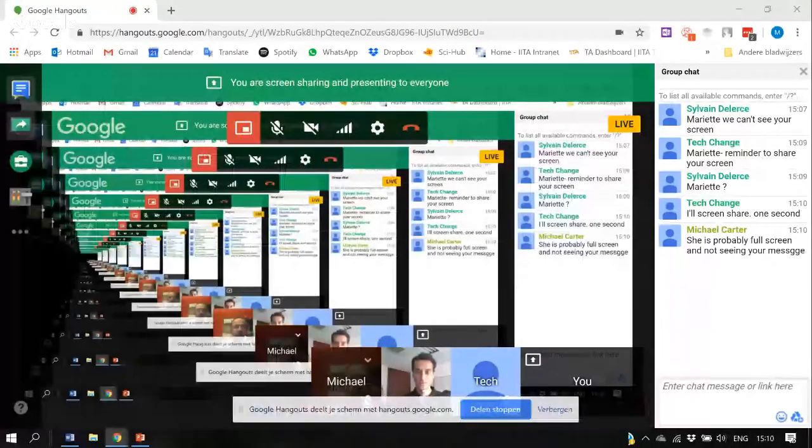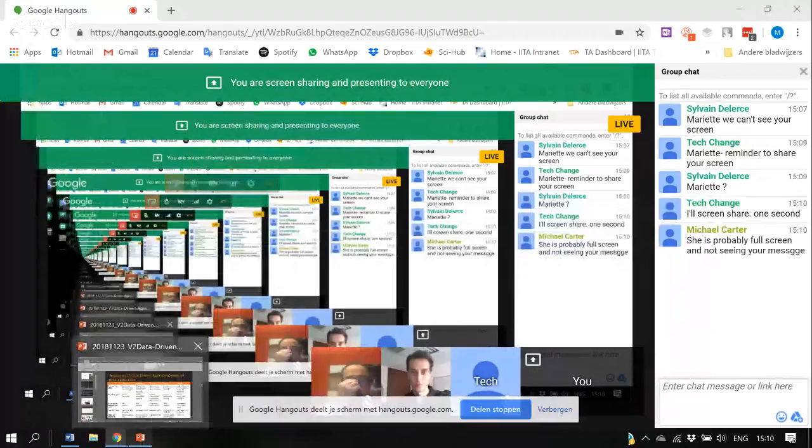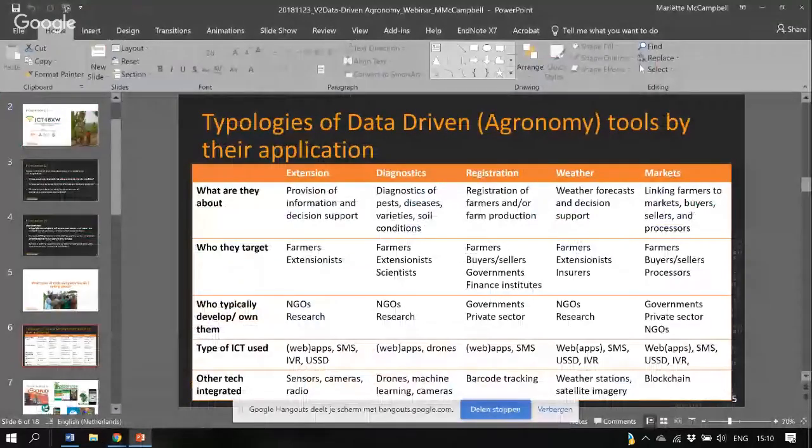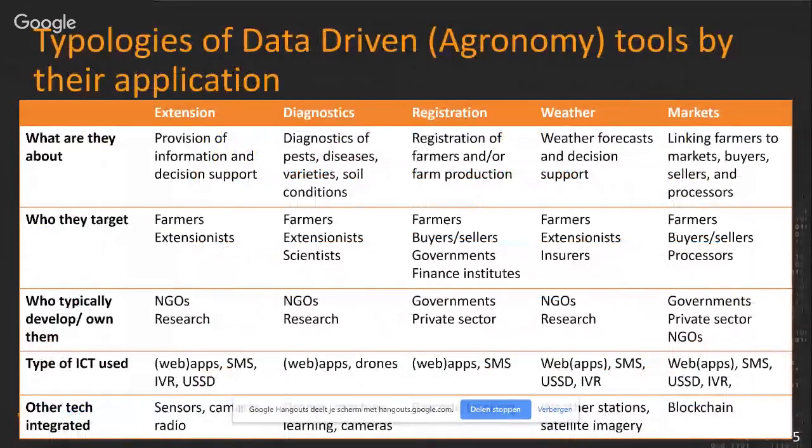Mariette, sorry, I'm not seeing your screen. Can you share it, please? Okay, let me try again. It says it's sharing it now, Sylvain. Can you see it? Yes, this is better. Okay, let me make it full screen again. Is it visible? Yeah, this is good. Okay, good, great.